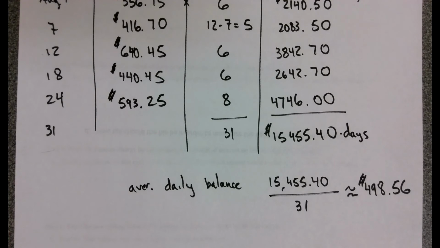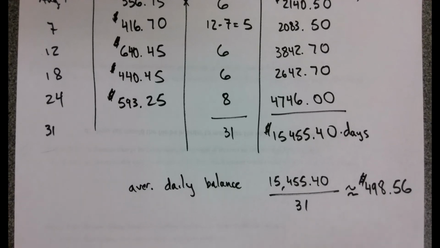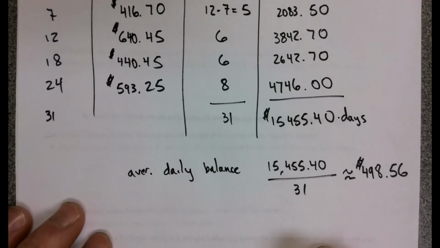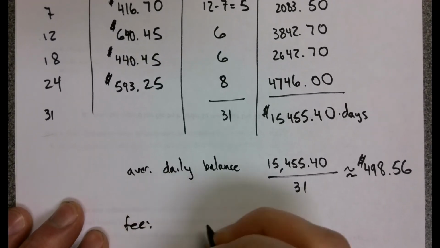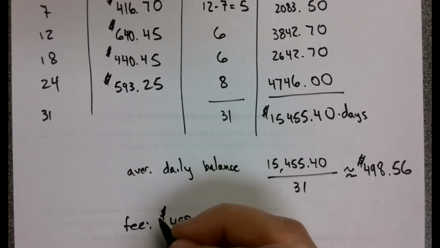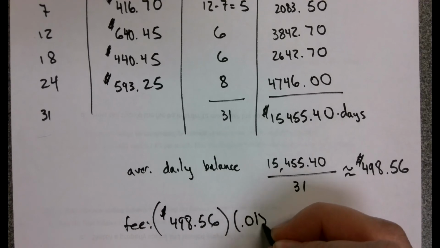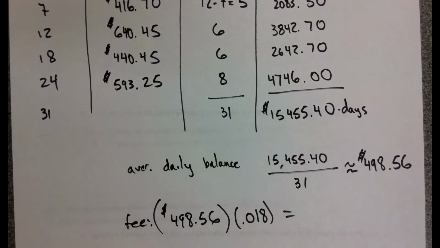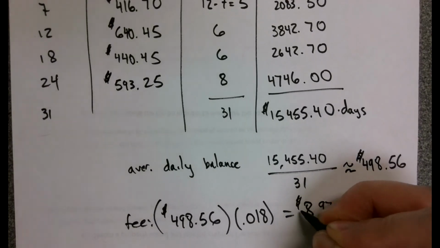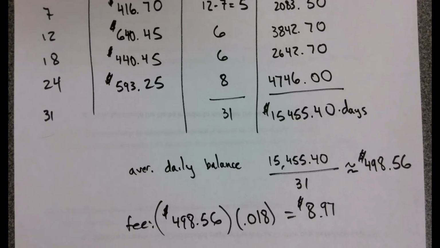So on average, each day you are carrying this much debt. That is what the credit card company is going to base their 1.8% fee on. So your interest fee for the month of August is this 498.56 times 0.018, which turns out to be $8.97. That's what they're going to add in to your balance.